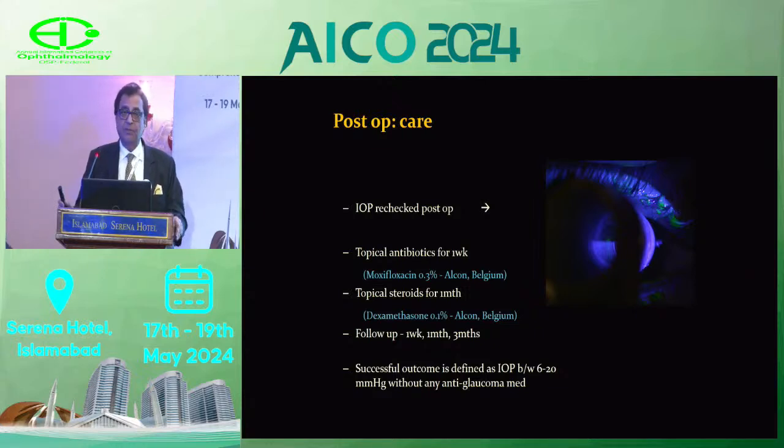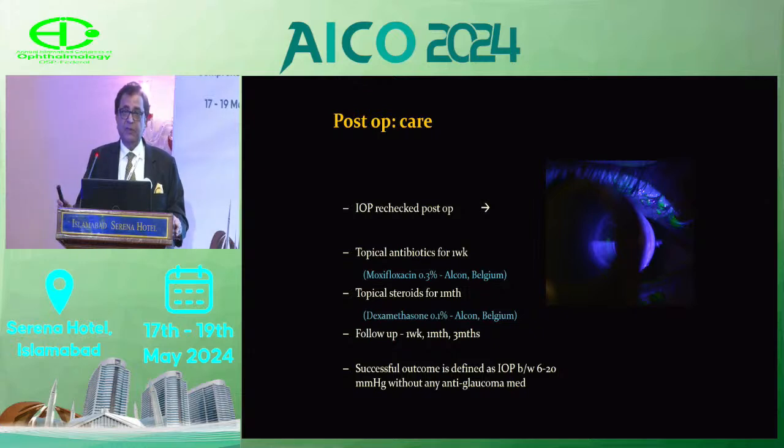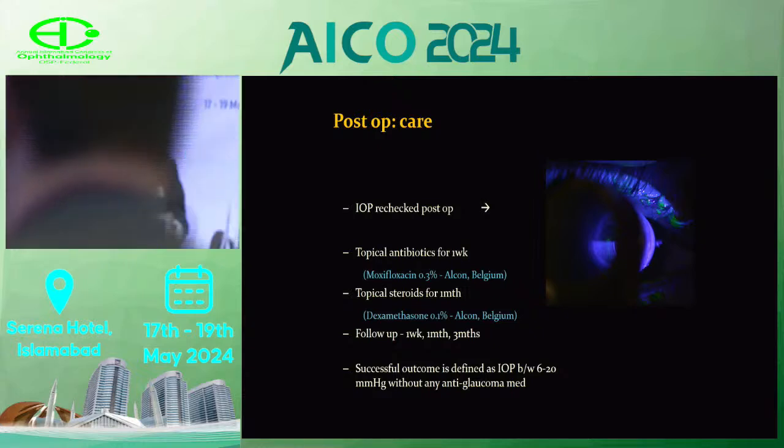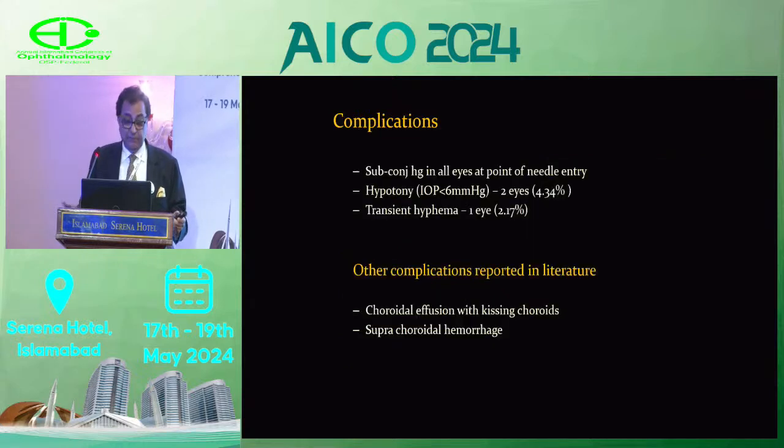I use Mexidex, which is 0.1% dexamethasone, 4 times a day, and we use it for another 4 to 6 weeks, depending upon the amount of vascularization that you see over that particular site. So we check the IOP post-operatively, topical antibiotic, topical steroid, and then we see the patient at a week, a month, and 3 months. A successful outcome is defined as IOP between 6 to 20 millimeters of mercury without any anti-glaucoma medicine.